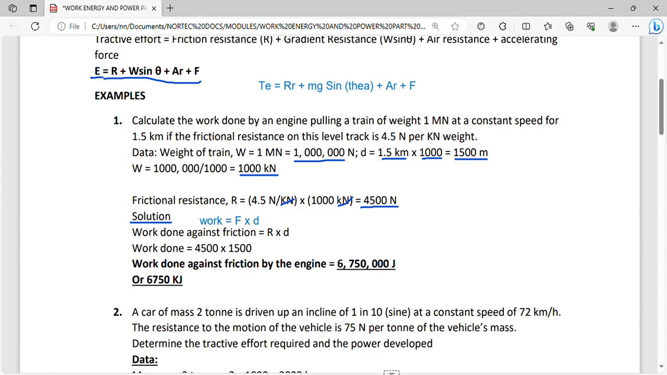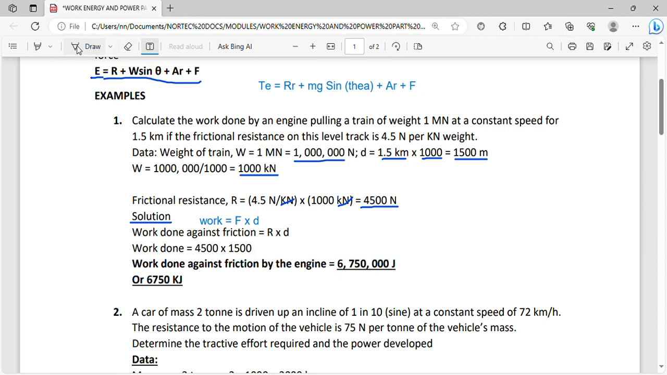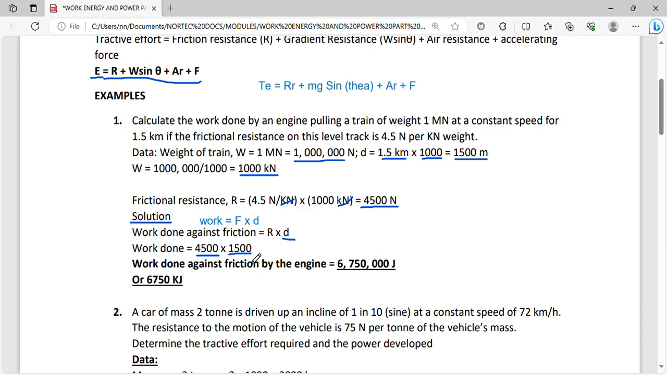So force times distance, and the force we have is R. According to our data, this is our rolling resistance, the one we got here, 4,500. The next thing we do is substitute: our R is 4,500. The distance, this is the one we converted here, 1,500. So 4,500 times 1,500. Now let's multiply the two.